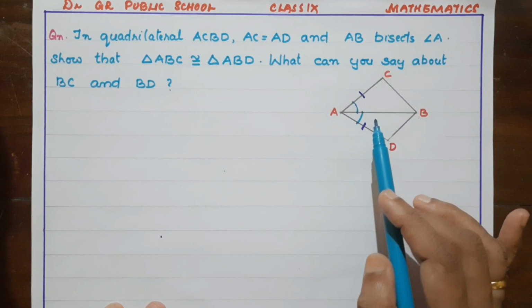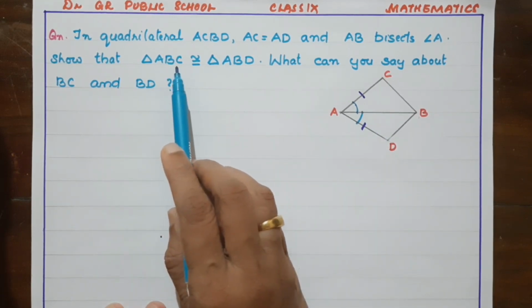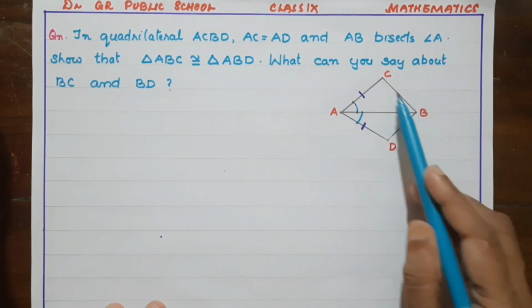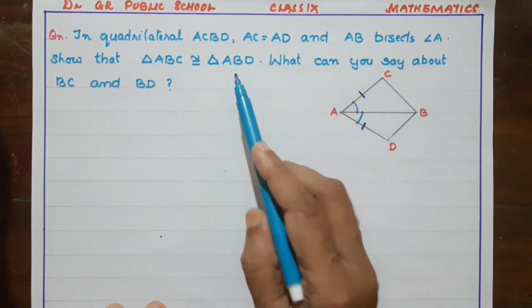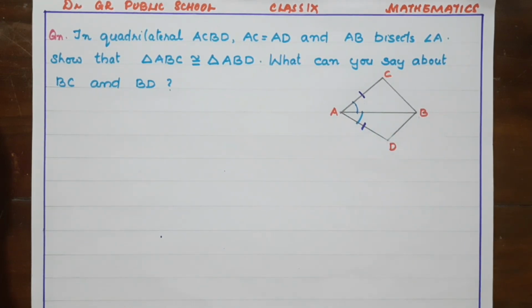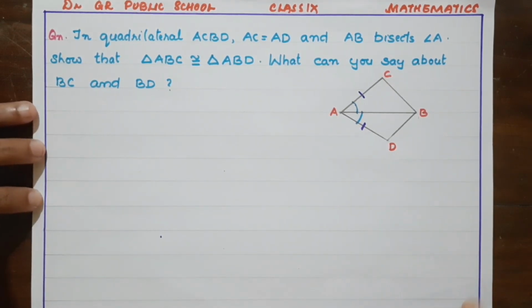And what we have to prove? Triangle ABC is congruent to triangle ABD. That is our question. So when you get this type of prove question, as we have already discussed in the chapter lines and angles, first you have to write what is given, then you have to write what is to be proved. So first we can write what is given.